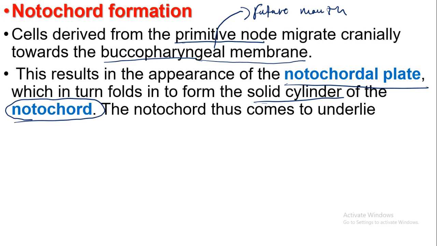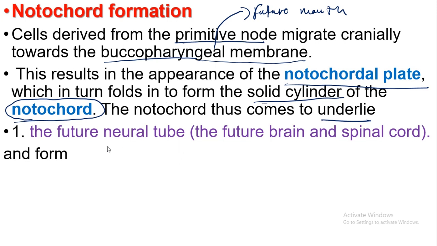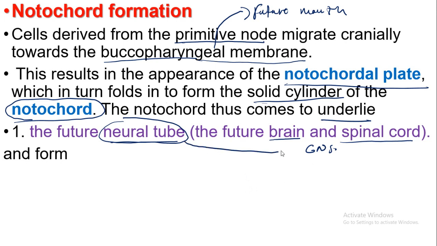So the notochord normally comes to underline the following. One, it comes to underline the future neural tube. And this neural tube is the one which is leading to the formation of the brain and the spinal cord. So this brain and the spinal cord are leading to the formation of the central nervous system. So the central nervous system comes from the neural tube.